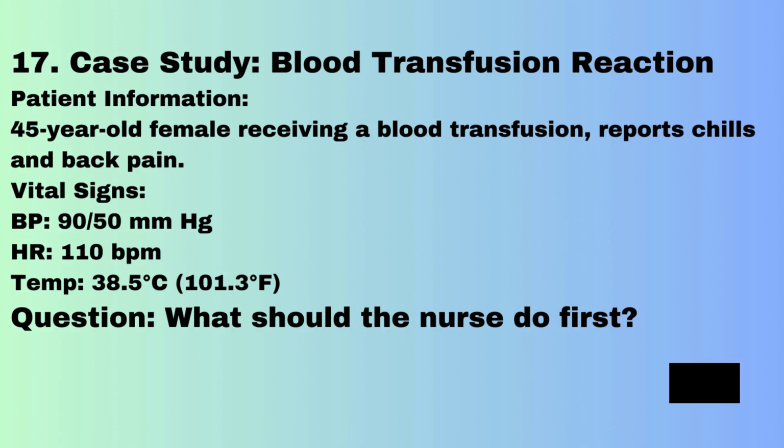Case study: blood transfusion reaction. Patient information. 45-year-old female receiving a blood transfusion, reports chills and back pain. Vital signs: BP 90/50 mmHg, HR 110 BPM. Temp 38.5 degrees Celsius, 101.3 degrees Fahrenheit. Question: what should the nurse do first?